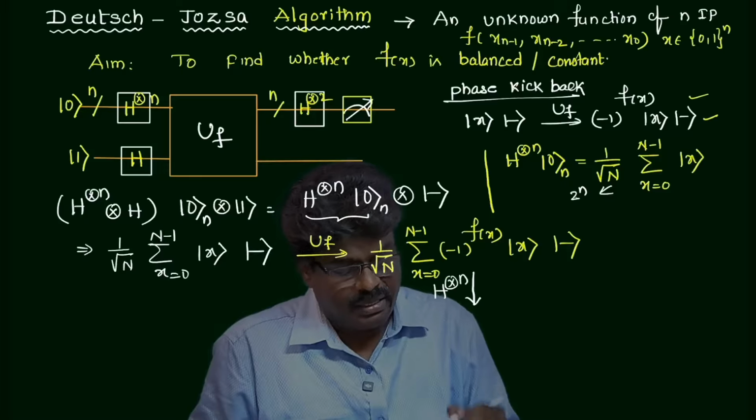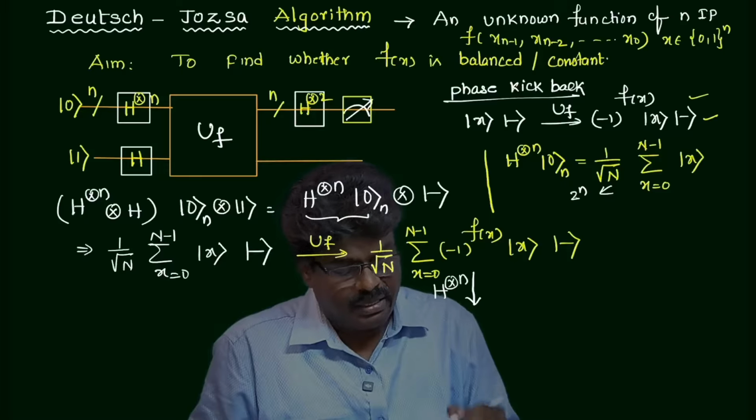Then if I find the probability of getting the measurement 0, here if I find the probability, I am getting 1. So this is possible when f of x is a constant. So if f of x is not constant, or if f of x is balanced, then you should not get that output 0. Okay, so let us check. Now I am assuming f of x is balanced.